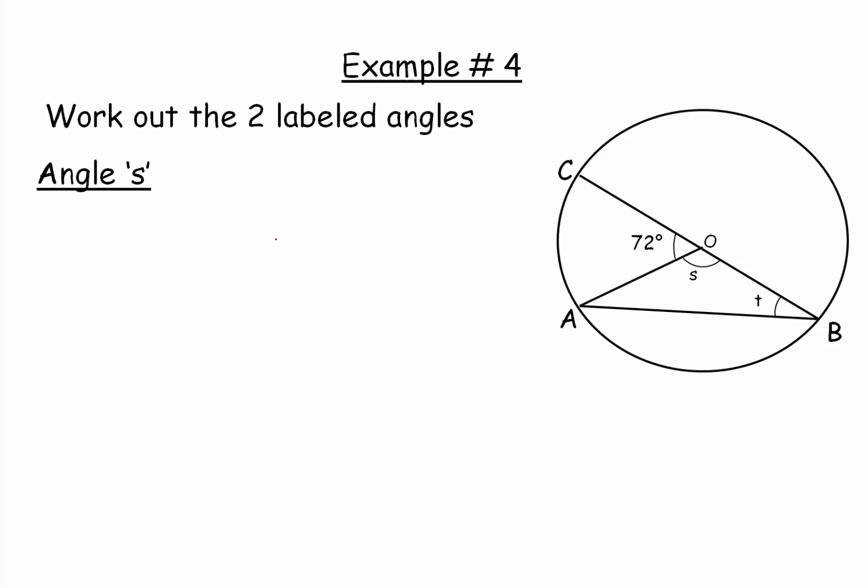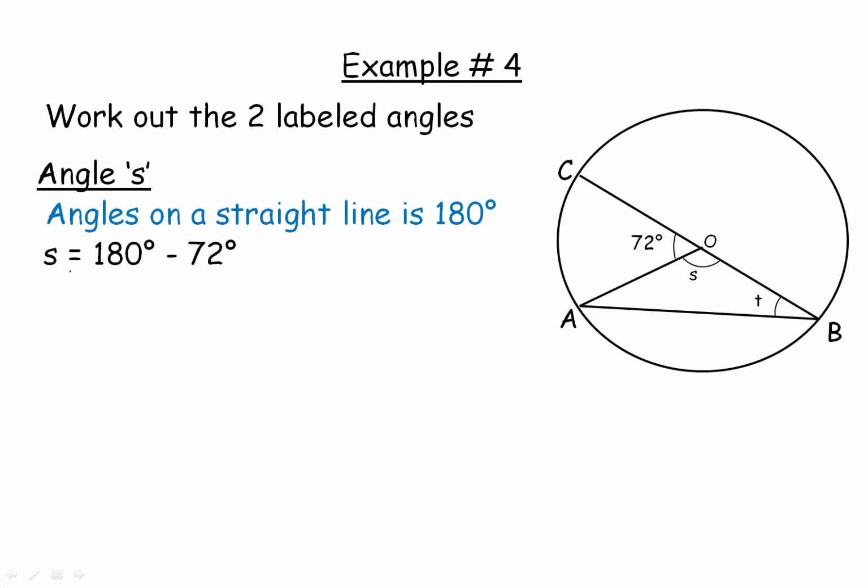Let's see problem number 4. Work out the two labeled angles. The two labeled angles are angle S and angle T. Let us find angle S. Angles on a straight line add up to 180 degrees. The 72 degrees and angle S are angles on a straight line, so their sum must be 180 degrees. Angle S is 180 degrees minus 72 degrees, which gives 108 degrees.